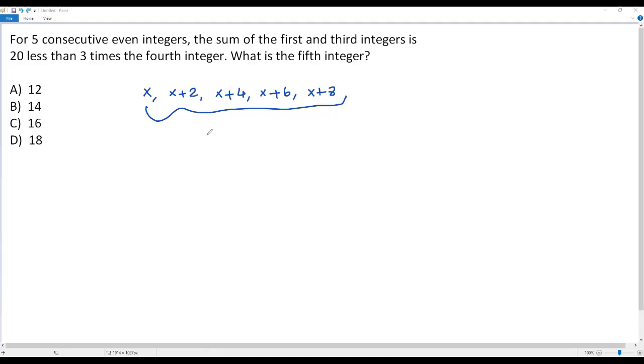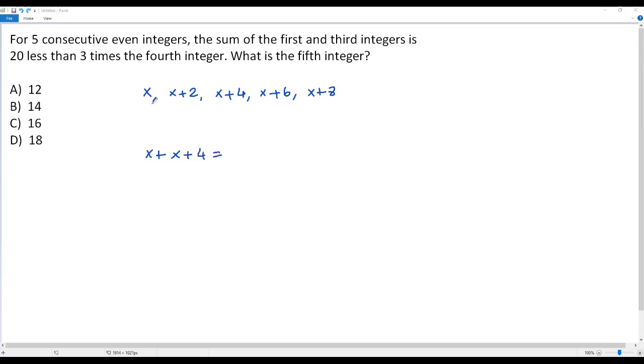Now what I have to do is consider the information we have over here. The sum of the first and third integers is 20 less than 3 times the fourth integer. So the sum of the first and third integers means we have to add the first integer x and the third one x positive 4. Then I'm getting x plus x positive 4.